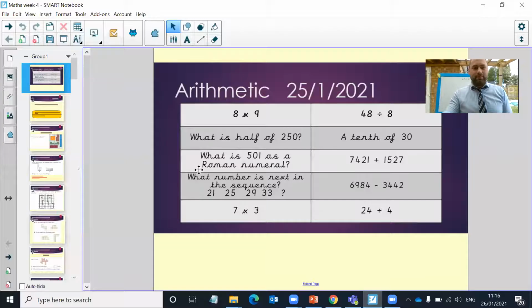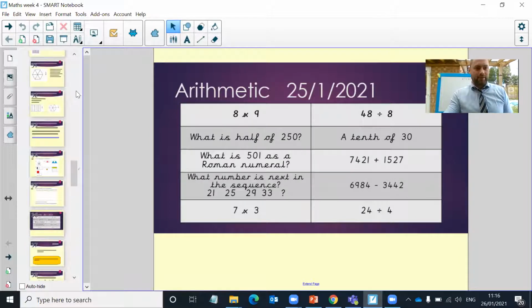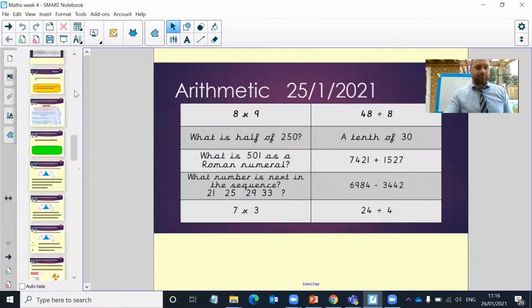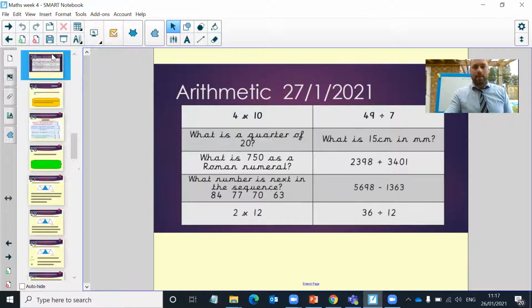So let's get our slides up. That's not today's date. I'm past it. Here we go, the 27th.